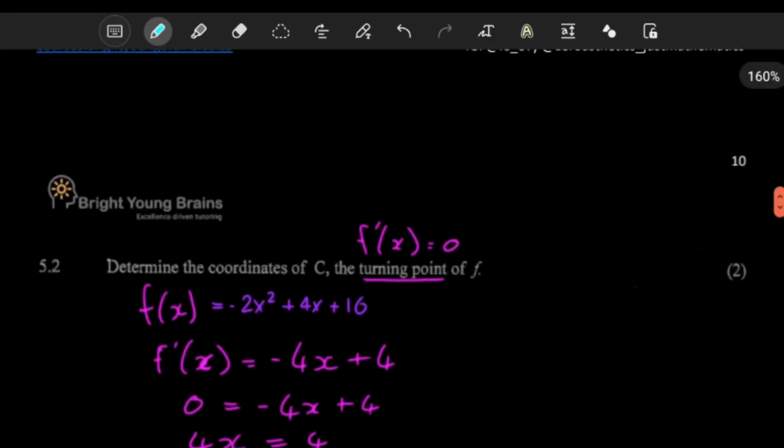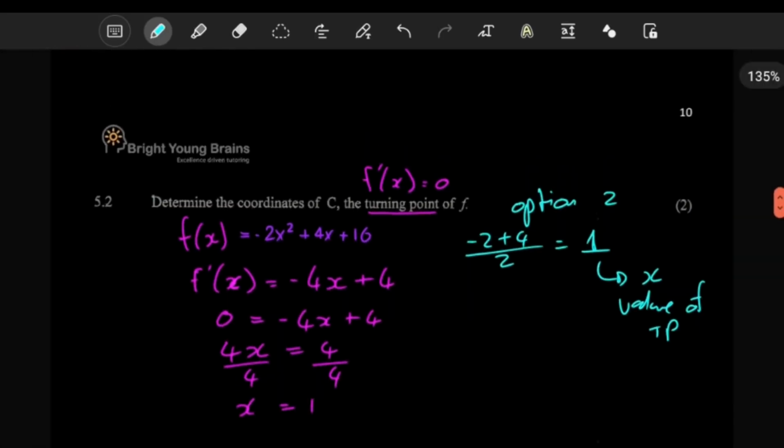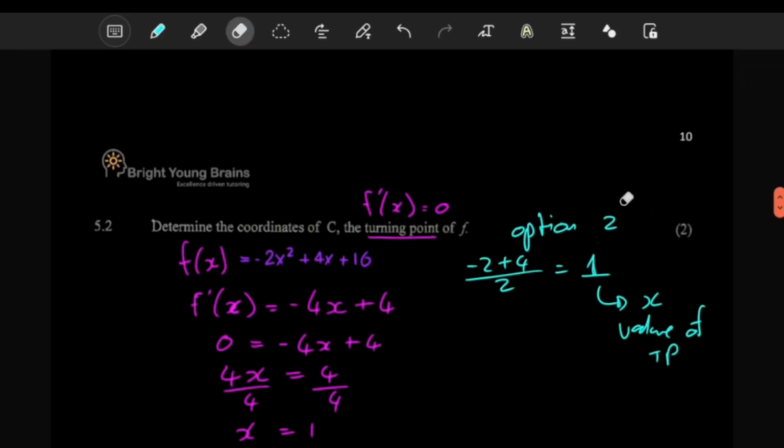In terms of getting your x value, there's option 2 here. It's going to give you +2, and then over 2, that's 1. So this is just the x value of the turning point. That would have been quicker, so I might as well make this option 1 because it is quicker, and this one option 2.